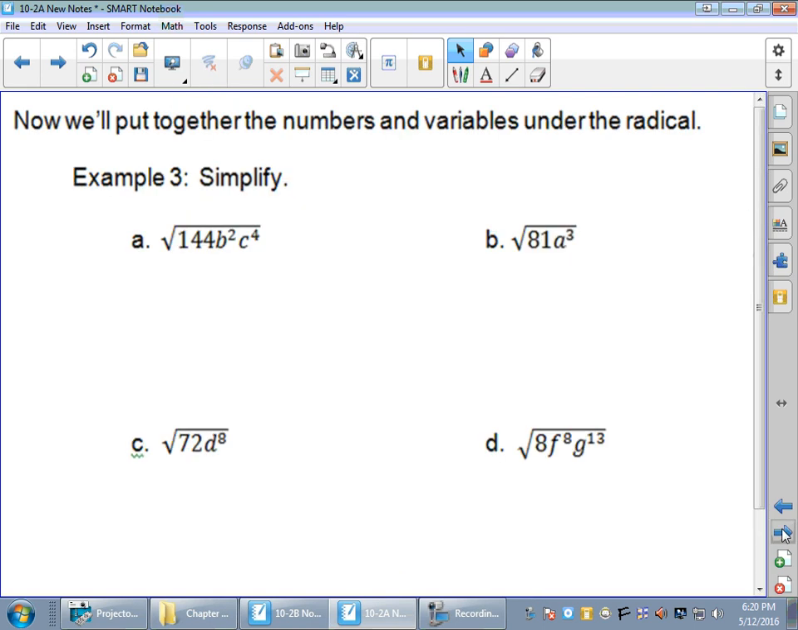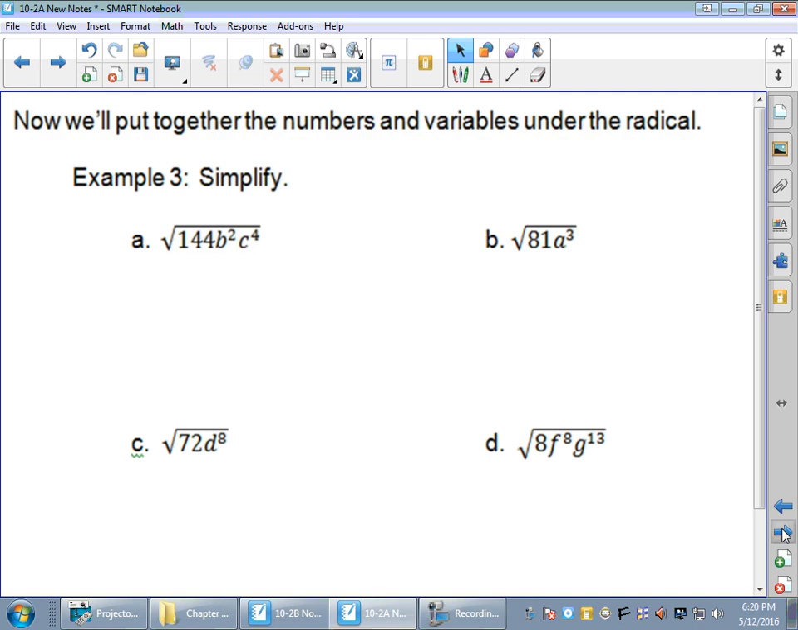So now, let's take that concept and put those two concepts together. We're going to do numbers and variables together. Some of the numbers are perfect, some of them are not. Some of the variables are perfect and some of them are not. So we're going to separate them into each of their own little categories.